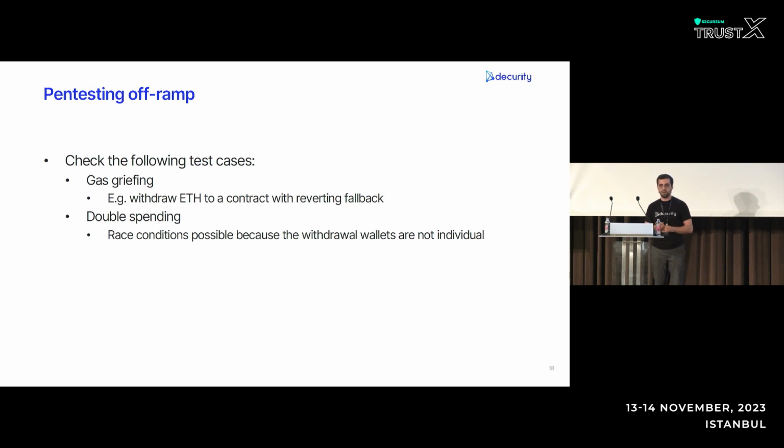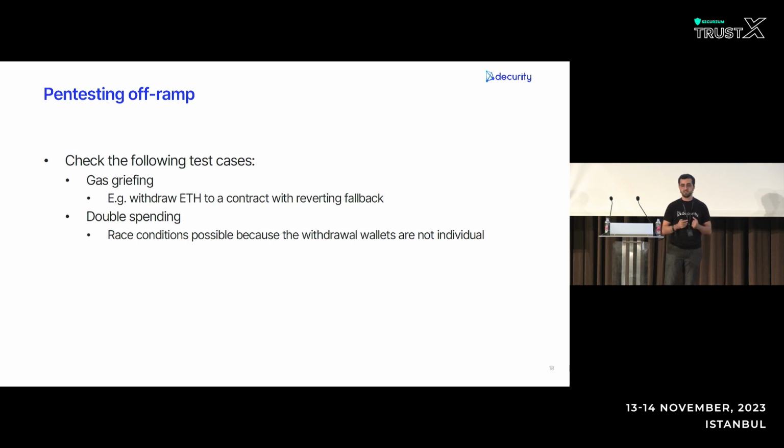On the off-ramp side, which is the component that withdraws money from this Web 2.5 system to your account, there are fewer potential attack vectors, but at least you can check for gas griefing. You can create a smart contract with a fallback that reverts, and then each time you try to withdraw funds to that address, it will revert. You'll still have this balance on your centralized exchange account, but they will spend money on the gas. So this way you can just destroy their balance.